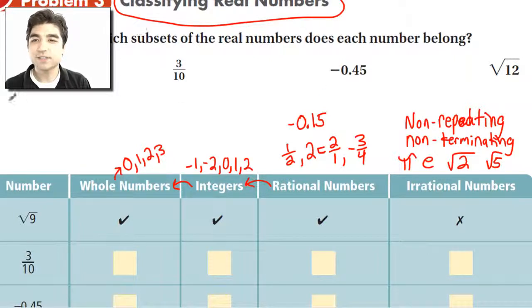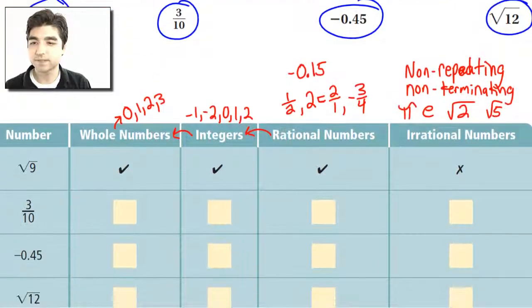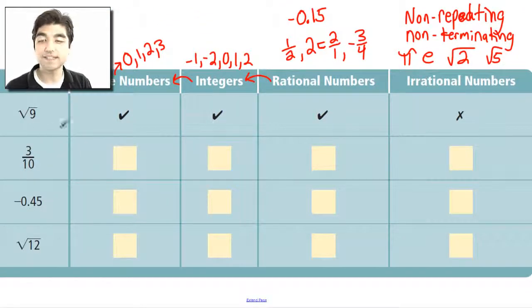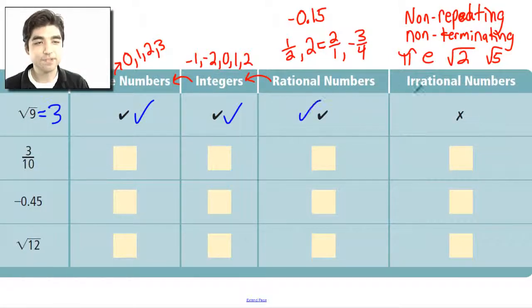Okay, so they want us to look at some numbers that they give us and say which ones these are. So let's take a look. So they did the first one for us, square root of 9. Square root of 9, that's the same thing as saying square root of 3 times 3, which equals 3. So 3, it's a whole number, it's an integer, and it's a rational number, but it's not an irrational number.